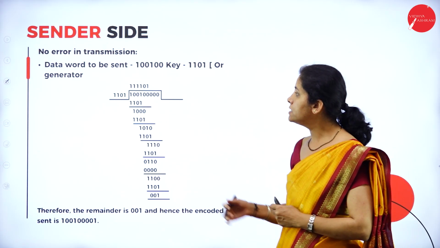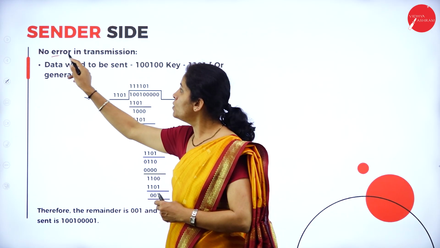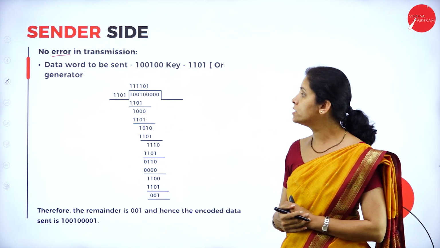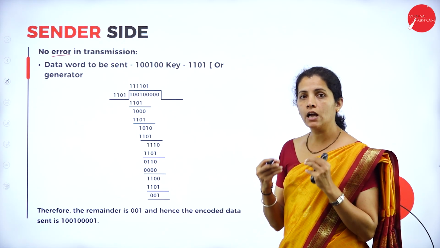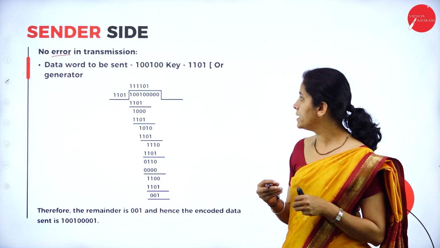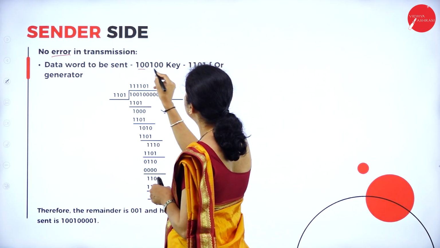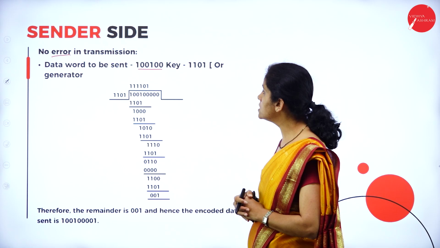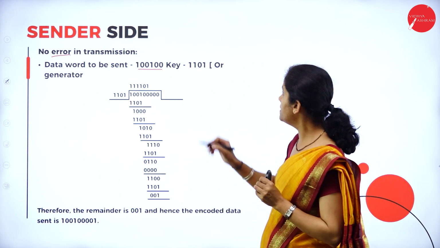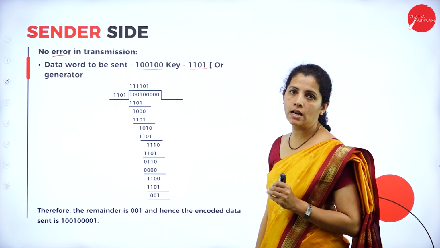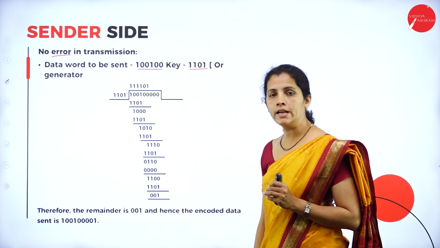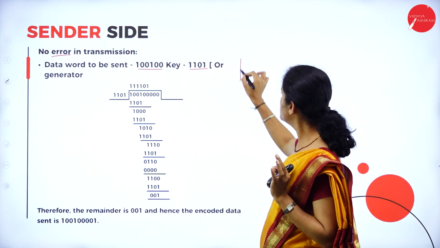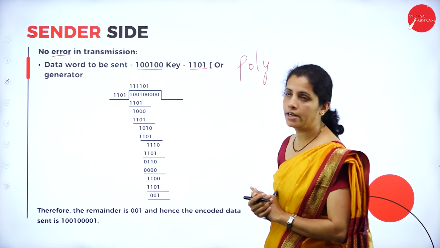See here, this is the example for no error in transmission. No error in transmission in the sense that none of the bits are corrupted. See here, what is the word I want to send? 100100. What is the key? 1101, and that is generated by using a polynomial generator.